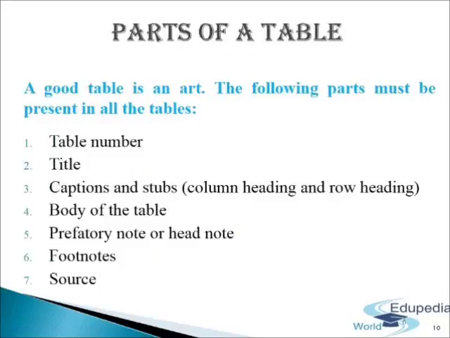Next, we come to parts of a table. A good table is an art. The following parts must be present in all the tables. First, table number. A table should always be numbered for identification and reference in the future. A table must be codified, say A, B, C, D, etc., or numbered, say 1, 2, 3, 4, etc. Whenever more than one table is prepared, the table may be numbered either at the center on the top, above the title, or at the bottom of a table.